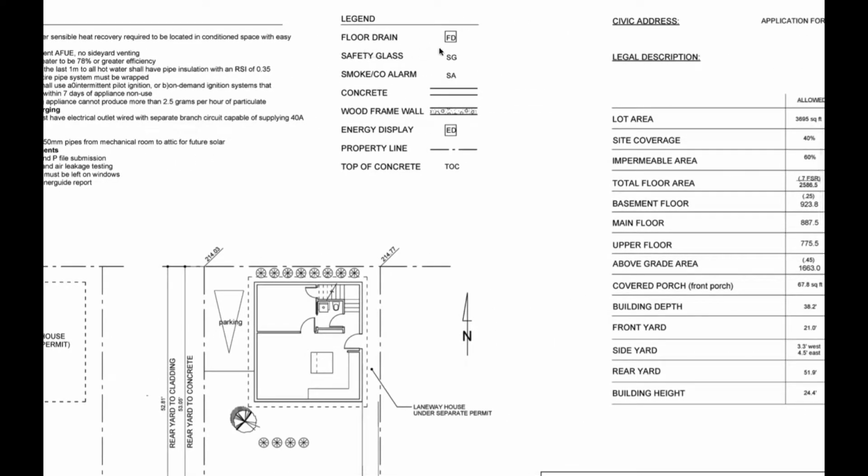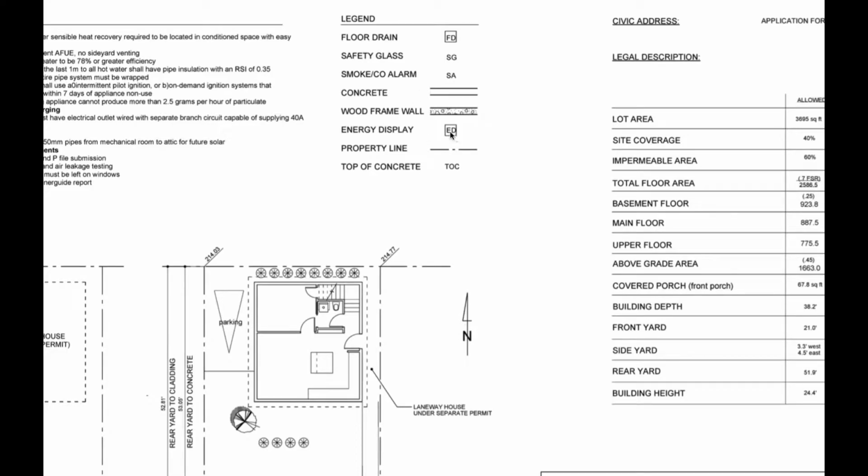Here's our legend. So these are some symbols that you're going to see on the drawings. There's a floor drain, safety glass, smoke alarm, concrete and wood frame wall. These actually look like they're backwards. I think that this is actually concrete and this is wood framed wall, so be careful with that. And that might become immediately apparent as soon as we take a look.